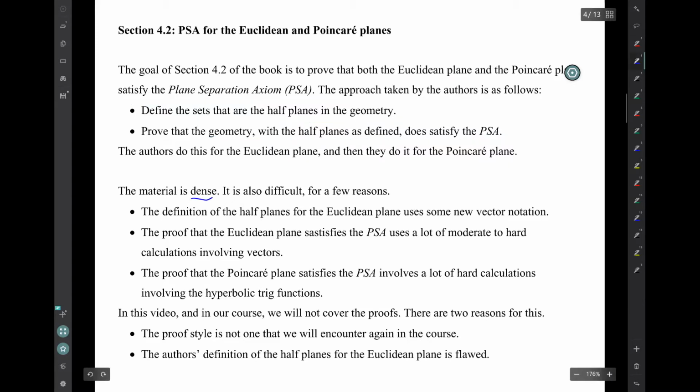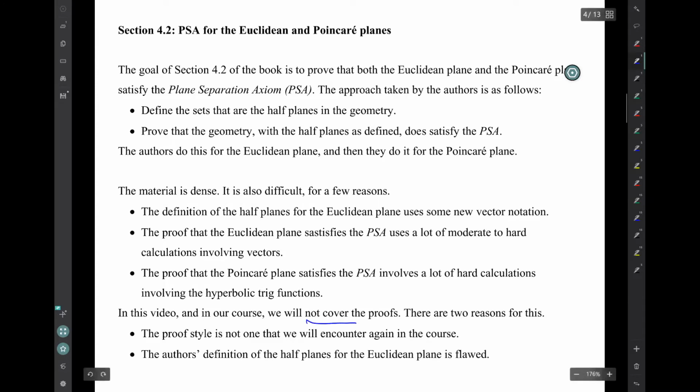The material is dense and difficult for a couple of reasons. The definition of the half planes for the Euclidean plane uses some new vector notation, and the proof that the Euclidean plane satisfies the plane separation axiom uses a lot of moderate to hard calculations involving vectors. The proof that the Poincaré plane satisfies the PSA involves a lot of hard calculations involving the hyperbolic trig functions. In this video and in our course, we will not cover those proofs.